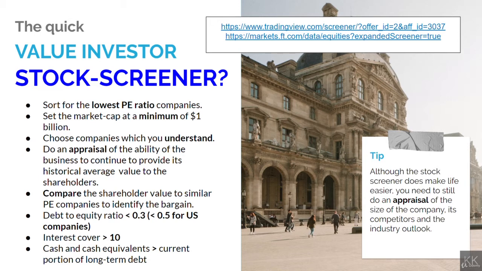Now, we also need to ensure that every single company we invest in is healthy. In order to do this, we want to see that the debt to equity ratio is less than 0.3, or 0.5 for the US, because as we know, they have very low interest rates. We also want to ensure that the interest cover ratio is greater than 10. This is to ensure that the companies we invest in quite simply will be able to make their interest payments.